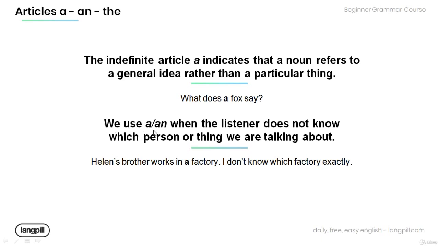And we use an or a when the listener does not know which person or thing we are talking about. Have a look at the following example. Helen's brother works in a factory. I don't know which factory exactly. A defines the noun factory. The factory is unknown.